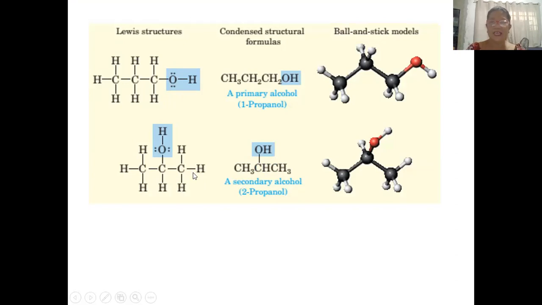This other one is equivalent to what? It is equivalent to this one, another group, CH. So it is secondary. That's the difference between the primary and the secondary.